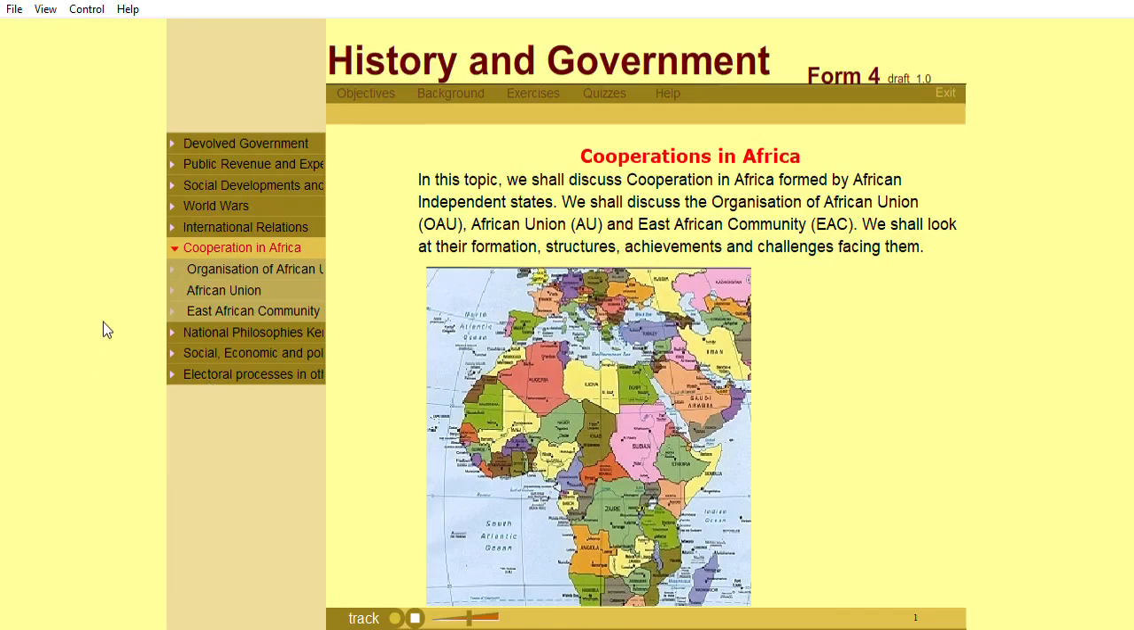In this topic, we shall discuss cooperation in Africa formed by African independent states. We shall discuss the Organization of African Unity, OAU, African Union, AU, and East African Community, EAC. We shall look at their formation, structures, achievements, and challenges facing them.